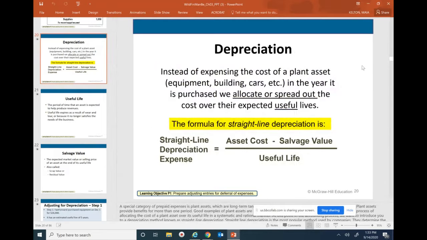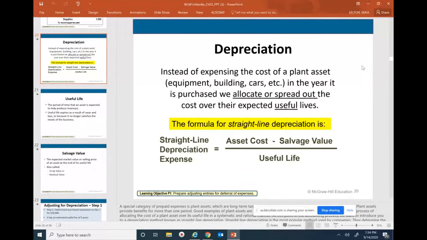So earlier I mentioned the long-term assets are also prepaid expenses that we have to show how they're being used. The way we show usage of long-term assets, such as equipment, buildings, cars, in a year or in a month, is by allocating the cost of that asset over their useful lives. And we call that allocation depreciation.